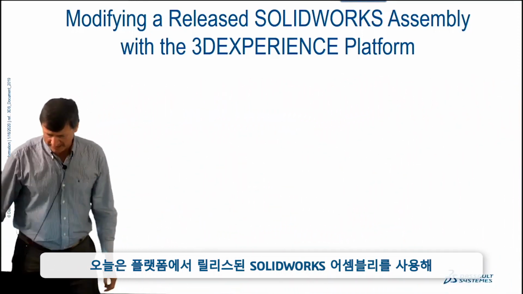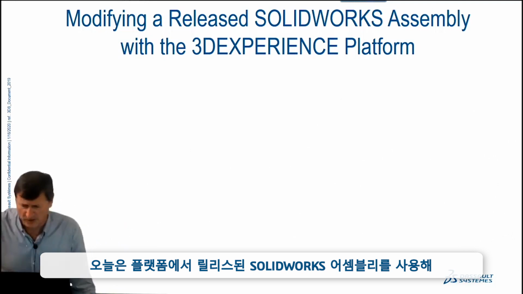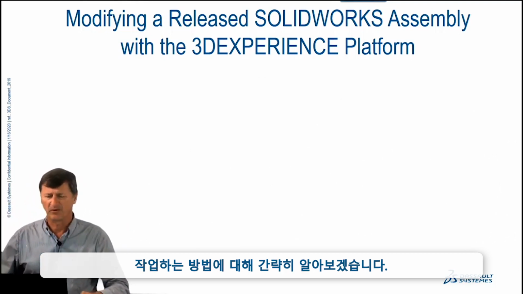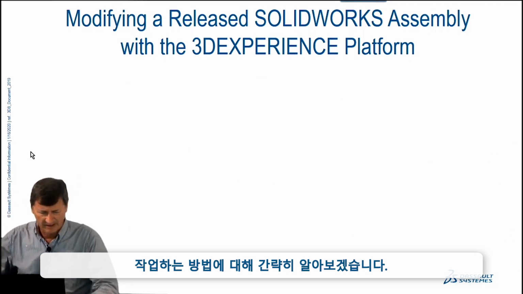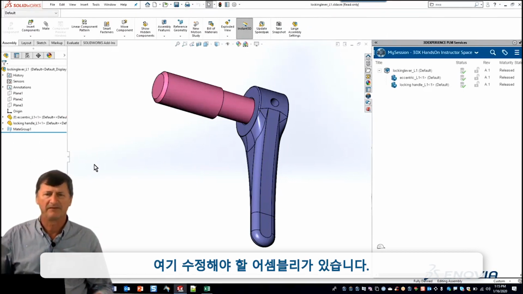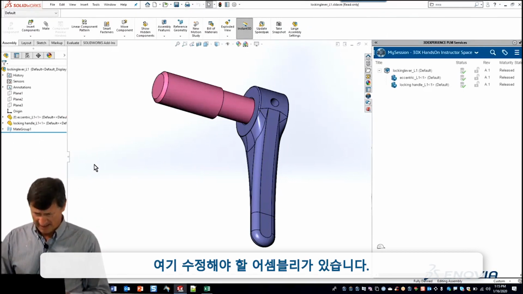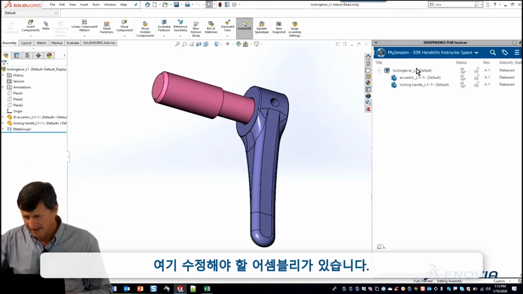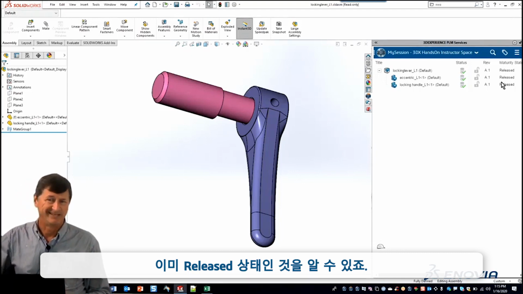I'd like to take a few minutes today to show you a little bit about how to work with assemblies in SolidWorks that are already released in the platform. Let's hop right into SolidWorks here. We have an assembly that we'd like to look at and make a modification to. As you might notice here, it's already in a release state.